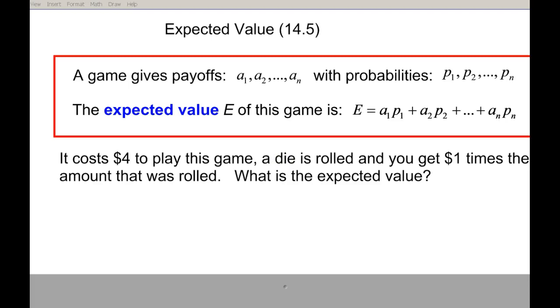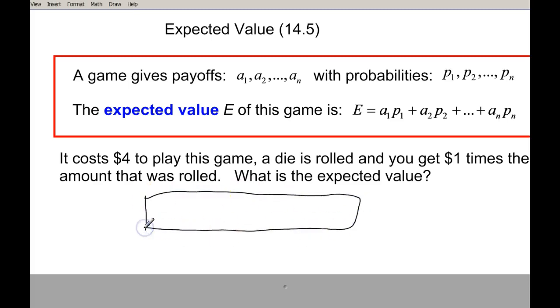So it costs $4 to play the game. A die is rolled and you get $1 times the amount rolled. So if you roll a 2, you get $2. If you get a 6, you're pumped and you get $6 back. Of course, it costs $4 to play. So what is the expected value? So you can start by making a chart. So I'm going to start that way.